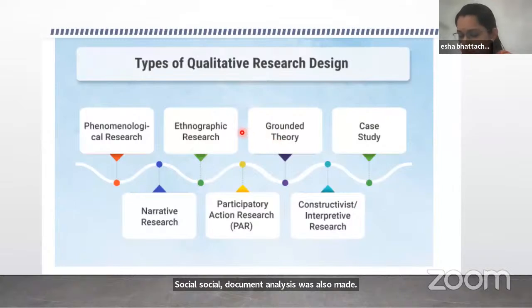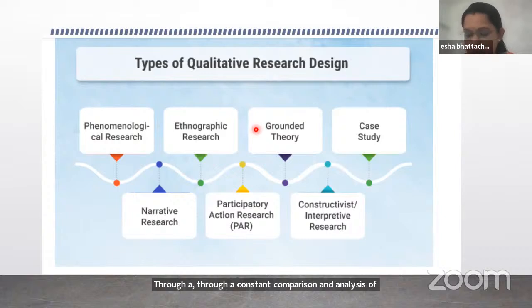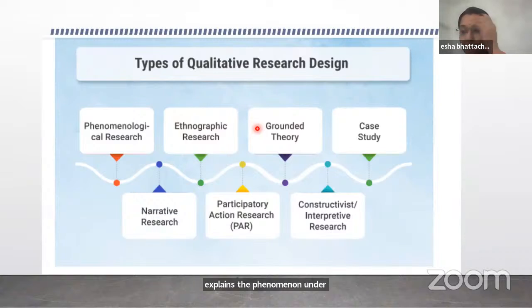Grounded theory is an approach where researchers aim to develop theories or conceptual frameworks grounded in the data. Through constant comparison and analysis of collected data, researchers identify the categories, concepts, and relationships to generate a theory which explains the phenomenon under investigation. Case study involves an in-depth examination of a single individual, group, organization, or specific context. Narrative research focuses on understanding and analyzing stories and personal narratives shared by individuals.